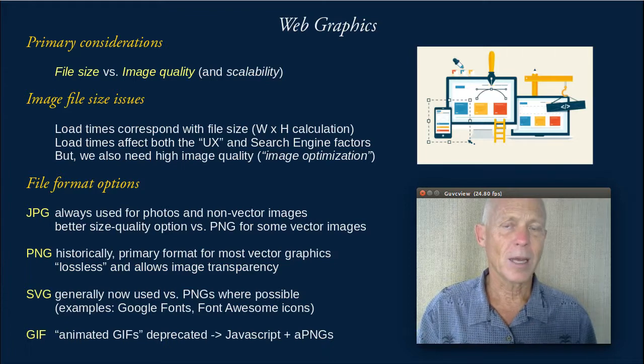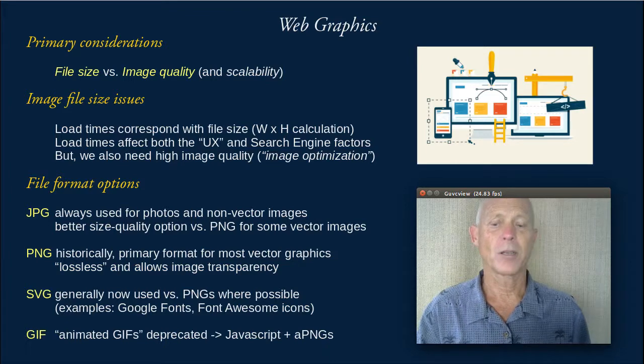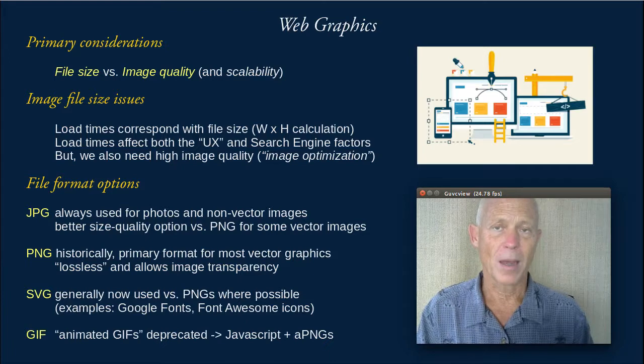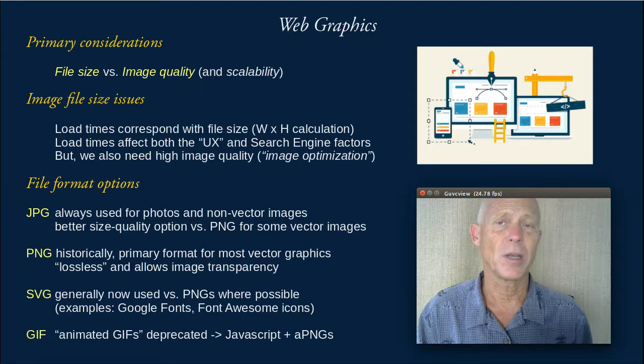Also, scalability, that really comes into play mainly with the new kid on the block known as scalable vector graphics, or the SVG format. And Font Awesome icons and Google Fonts are examples of SVG format files. And their primary advantage is that they can be scaled up to any size or down, but the file sizes remain small and you're always working from just one file, which is not true of either JPEGs or PNGs.